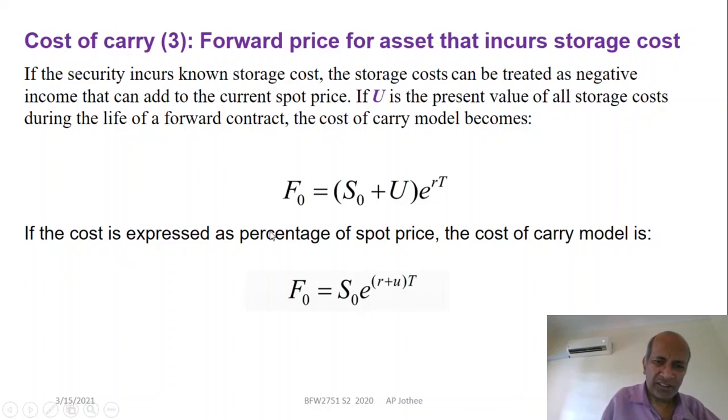If the cost is expressed as a percentage of spot price, the cost of carry model is F0 equals S0 exponential to (R plus U) times T, if it is given as a percentage. If it's given in a dollar form, you can straight away add here. That's the difference here. Okay.